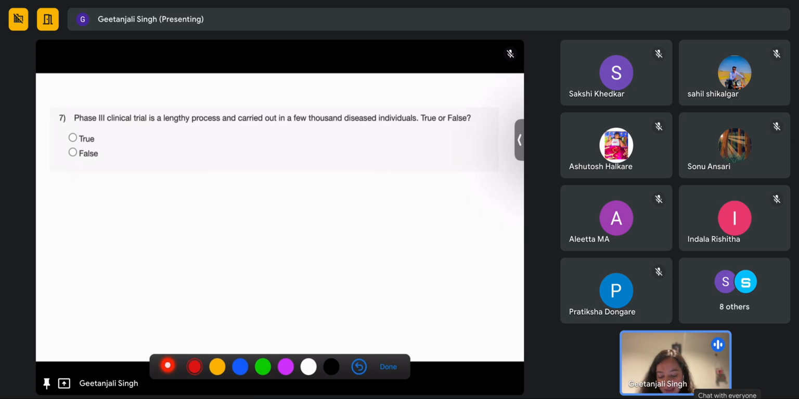Phase 3 clinical trial is a lengthy process and carried out in a few thousand diseased individuals. Is it true or false? Now let's recapitulate the different phases of clinical trial. Are you sure it's false? Try to remember what the different phases are: phase 1, phase 2, phase 3, and phase 4.